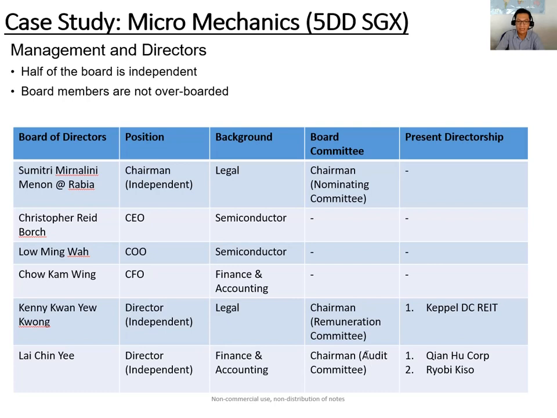The independent directors also do not hold more than 3 directorships in other companies. For example, Mr. Kenny here has 1 directorship in Keppel DC REIT, and Miss Lai here has 2 directorships in other companies. So all in all, the board members are okay because more than half of them are independent and the board members are not overboarded.